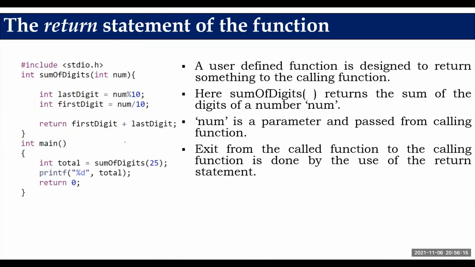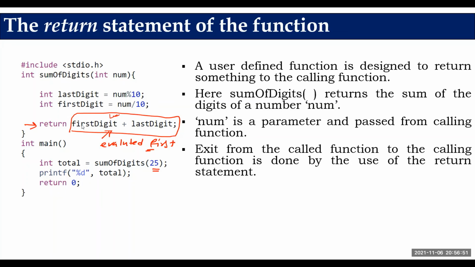Next, more about the return statement. Now look at the return statement. Earlier I was using a name only: return sum, return 0, return 1. Now I have written an expression as a return statement. So this expression will be evaluated first. Here I am passing just a number of 2 digits and I want to get the sum of the 2 digits, so I am using an expression. It is also allowed in C programming. We can put an expression in a return statement.